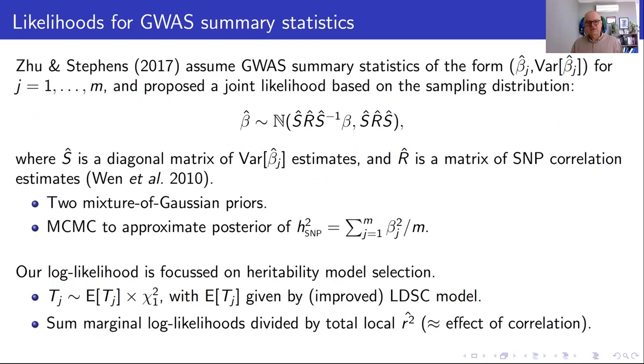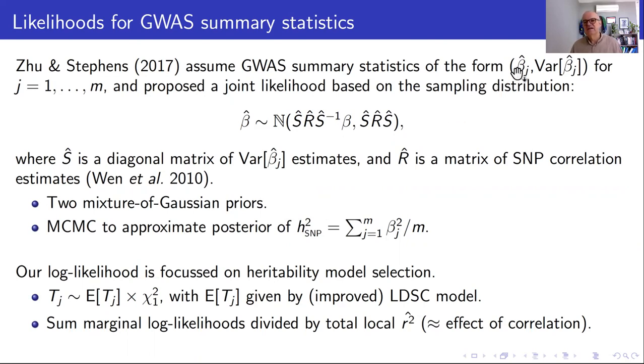So, likelihoods for GWAS summary statistics. I just want to mention that Zhu and Stephens did develop a likelihood, and I've just given some brief details of it here, but they were focused on doing Bayesian inference for the heritability. And so they used MCMC. Their approach is coded in MATLAB. It's fairly computationally demanding, but it's also a little bit different in focus from what we had in mind.